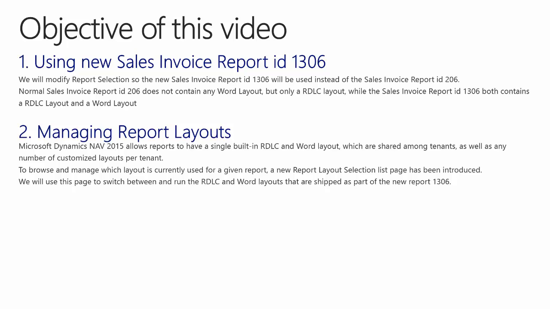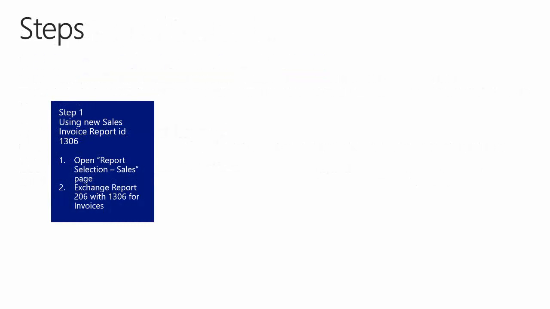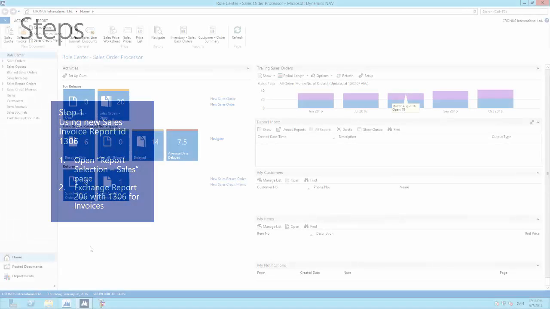Microsoft Dynamics NAV 2015 allows reports to have a single built-in RDLC layout and a Word layout, which are shared among tenants, as well as a number of customized layouts per tenant. To browse and manage which layout is currently used for a given report, a new Report Layout Selection List page has been introduced. We will use this page to switch between and run the RDLC and Word layouts that are shipped as part of the new Report 1306. Let us get started. First, I will open the report selection page and exchange Report 206 with 1306.